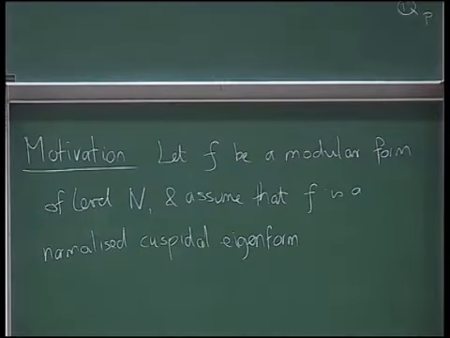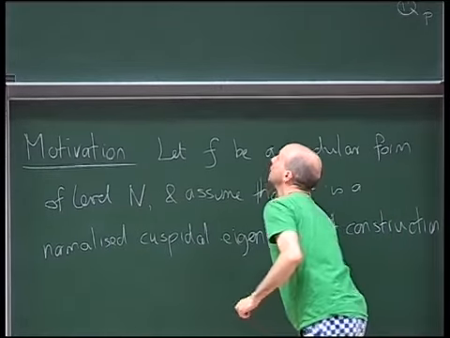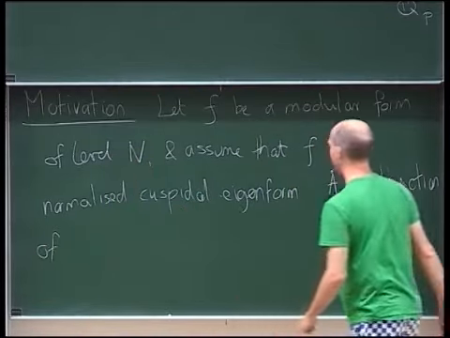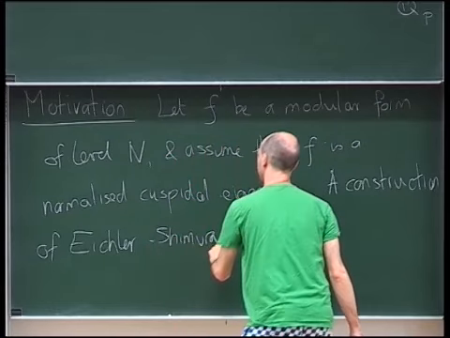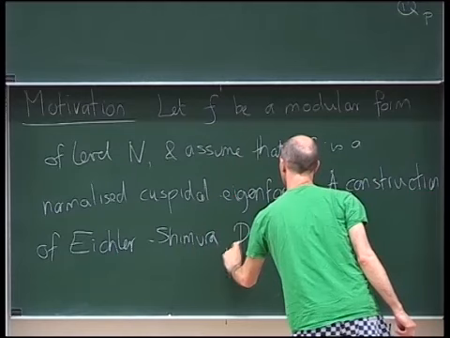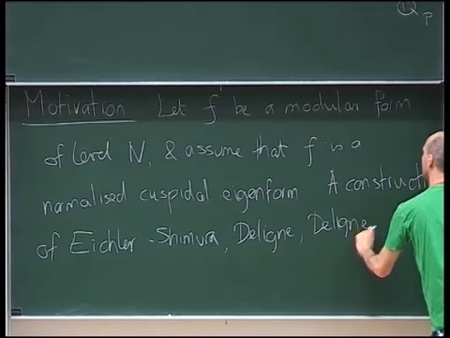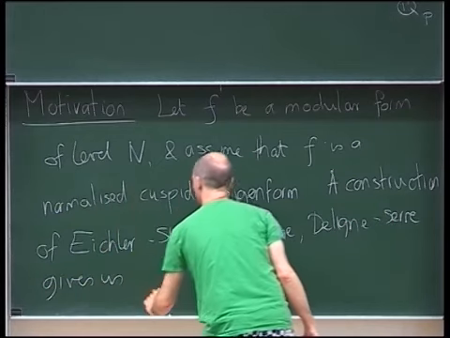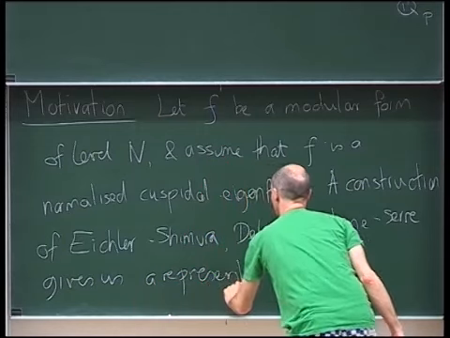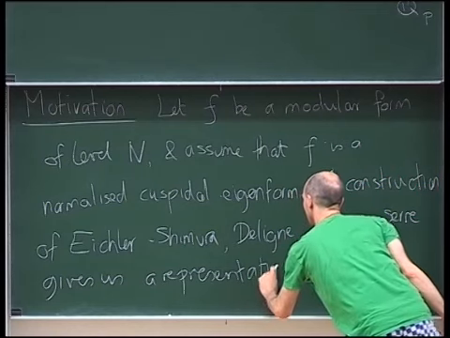Then a construction of Deligne, due to many people really, of Eichler and Shimura in the weight 2 case, and Deligne in the weight bigger than 2 case, and Deligne and Serre in the weight 1 case, gives us a representation. It gives us an object which is completely different. I mean, f is a holomorphic function on the upper half plane, and this gives us a representation of a Galois group.